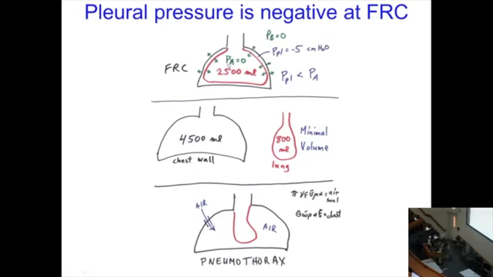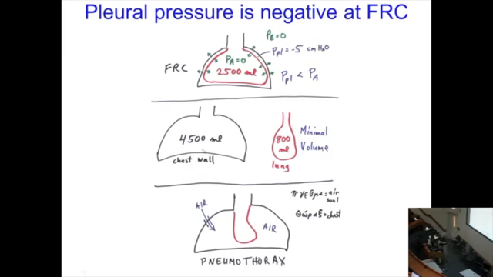Now, it turns out that the chest wall would rather be at a larger volume. And so if we took the lungs out of the chest wall and looked at them separately, the chest wall would expand up to 4.5 liters. And the lungs would contract down to 800 milliliters. And 800 milliliters is called the minimal volume of the lungs, and this is lower than the residual volume, so this is less than lungs can ever achieve inside an intact human being.